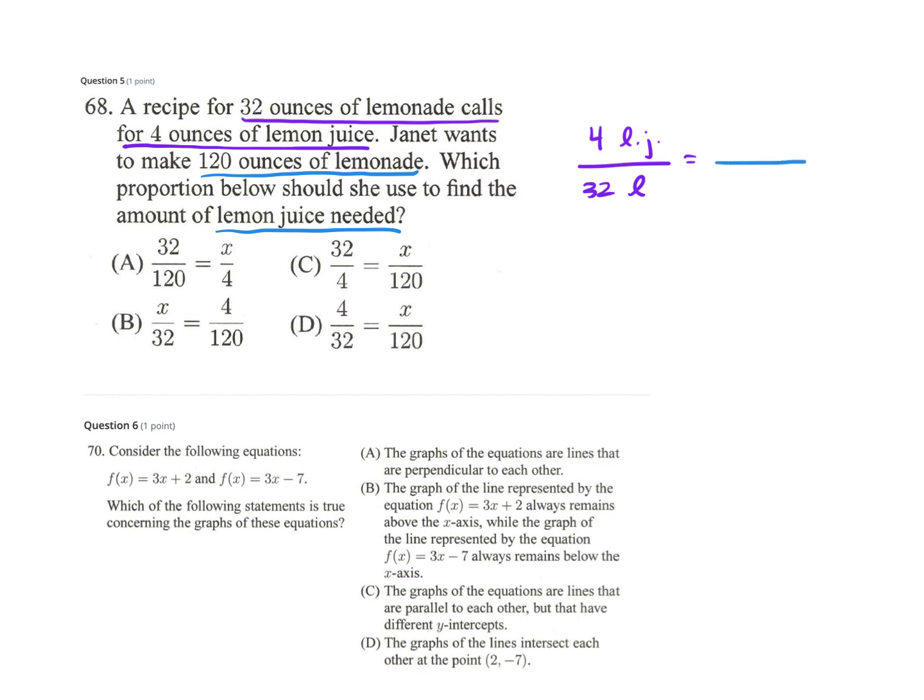So I'm going to set up my proportion here with a ratio that has the same value. So I did juice over lemonade, and she has 120 ounces of lemonade. We need to figure out how much lemon juice. So my proportion looks like option D.